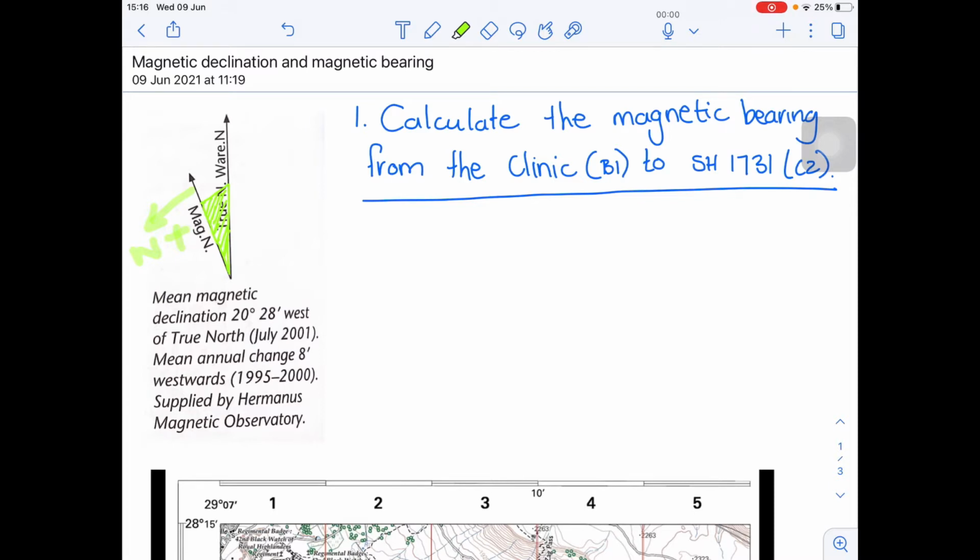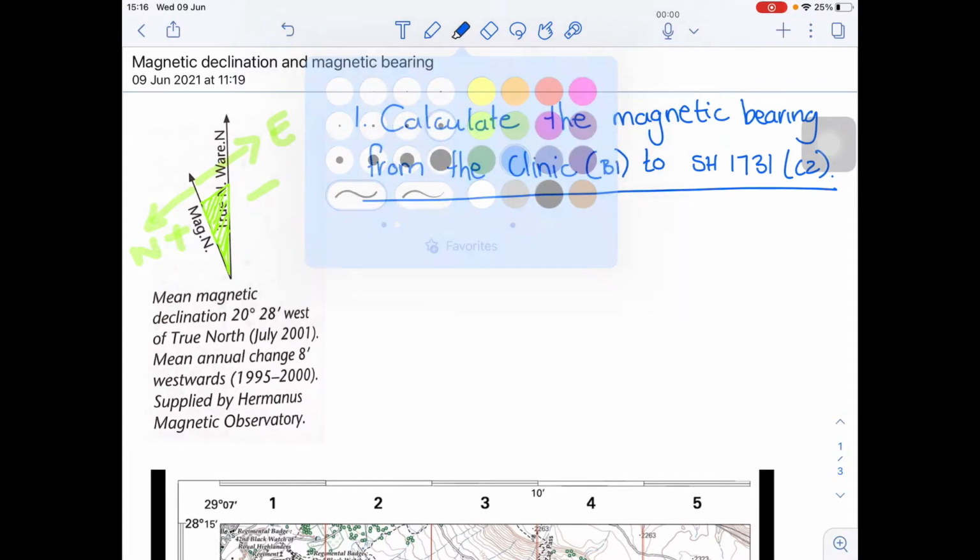But if the angle is moving to the east, then it's going towards the right, closer towards true north, then my pizza slice is going to get smaller, and so that's when it is minus. So just bear in mind the plus and the minus, and I will show you where that comes in the sum.